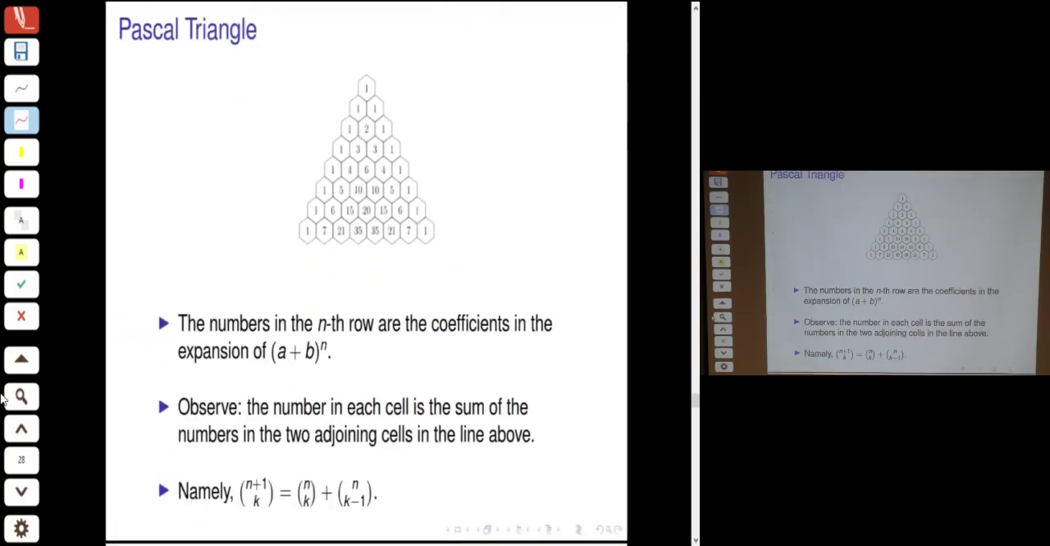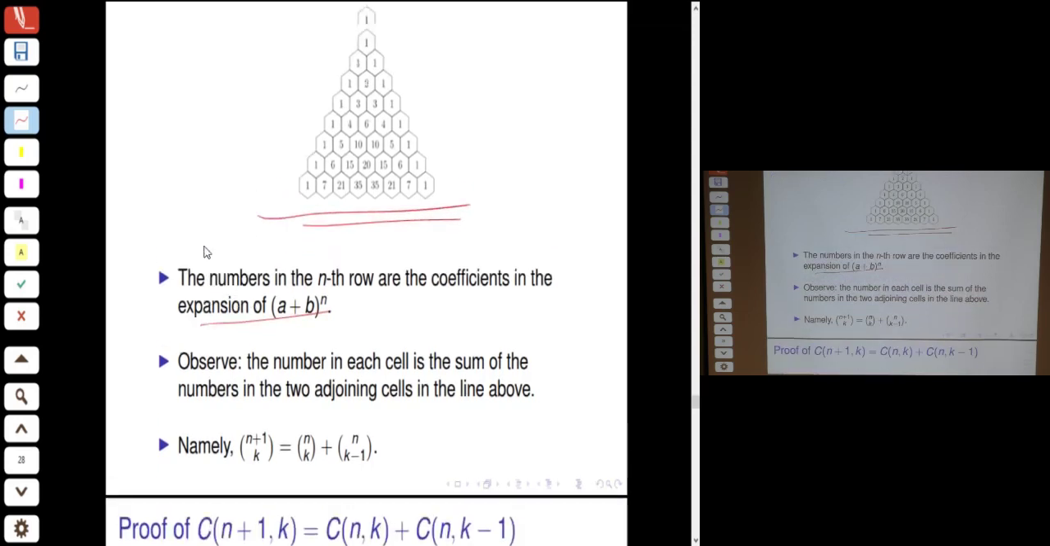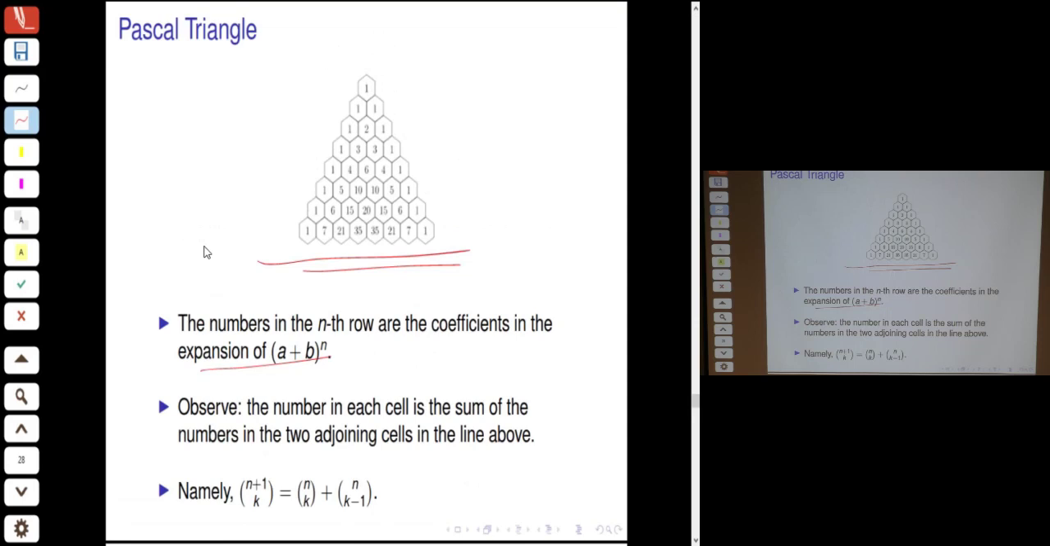You can think of this in terms of what is known as Pascal's triangle, and the numbers in the nth row are exactly the coefficients in the expansion of A plus B to the n. These are also known as binomial coefficients. Now, observe that the number in each cell is the sum of the numbers in the two adjoining cells in the line above. So, for example, if you look at this sector, 35 is the sum of 20 and 15. So, every number is a sum of two numbers immediately above.